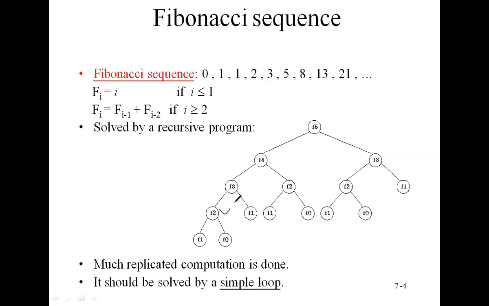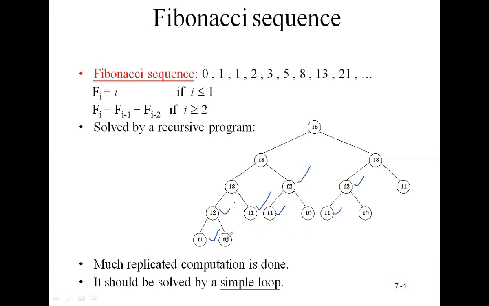F of 2 is calculated here. So you need to calculate f of 2 3 times. Suppose to calculate f of 5, you need to calculate f of 1 one time here, 2 times, 3 times, 4 times. So you need to calculate it 4 times.